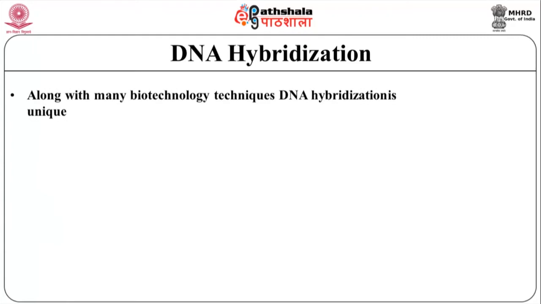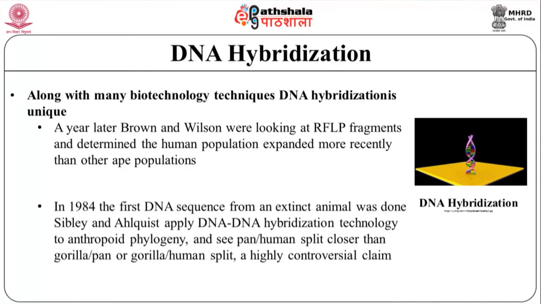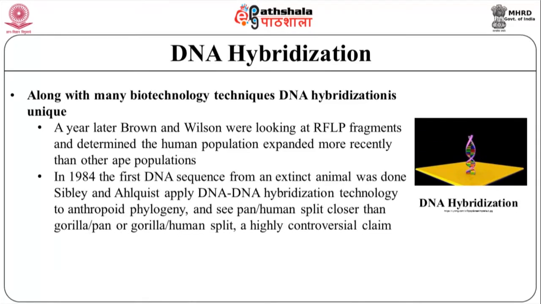Along with many biotechnology techniques, DNA hybridization is unique. A year later, Brown and Wilson were looking at RFLP fragments and determined the human population expanded more recently than other ape populations. In 1984, the first DNA sequence from an extinct animal was done. Sibley and Ahlquist applied DNA hybridization technology to anthropoid phylogeny and found the chimp-human split closer than the gorilla-chimp or gorilla-human split, a highly controversial claim.